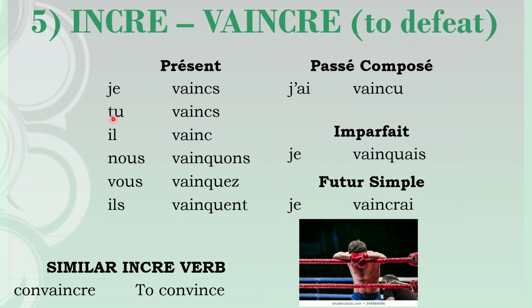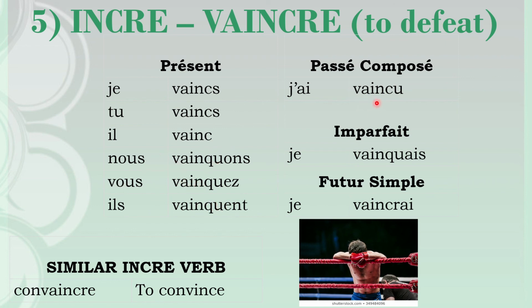So vaincre conjugates as je vaincs, tu vaincs, il vainc, nous vainquons, vous vainquez, ils vainquent. Can you see how the C has become QU? This is why it is the exception. Je vaincs, tu vaincs, il vainc, nous vainquons, vous vainquez, ils vainquent.